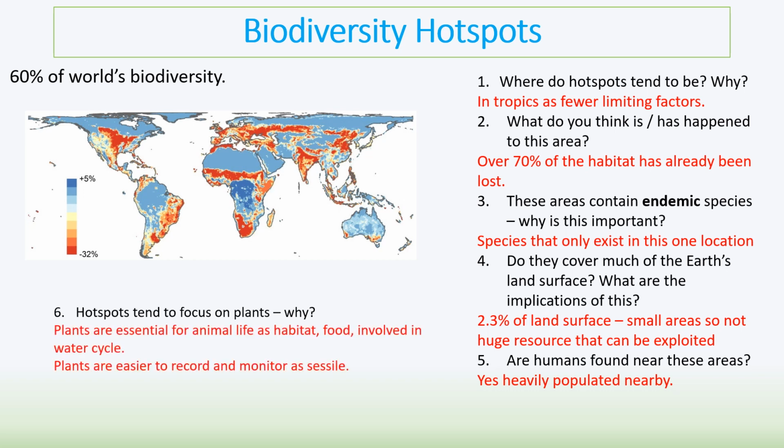And then hotspots tend to focus on plants as identification, and that is because the plants are providing the food and the habitat for the animals that live there. So the plants are effectively more essential than the animals.